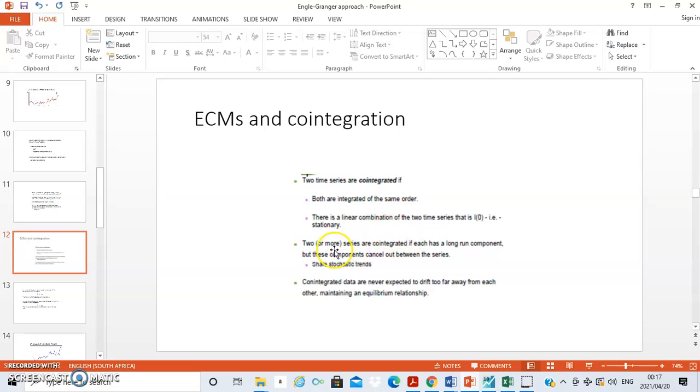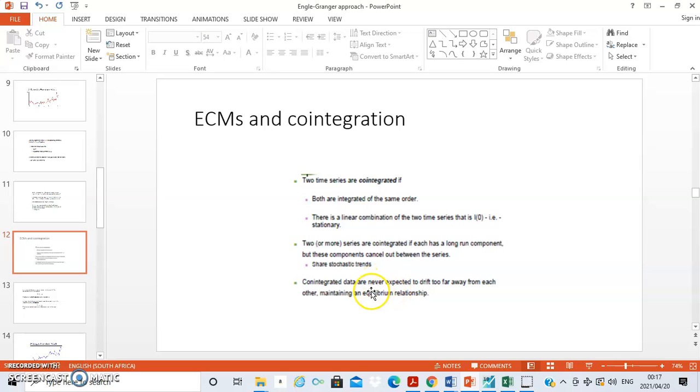and if there is such, then we can say two or more series are co-integrated if each has a long run component, but these components cancel out between the series. In other words, they share stochastic trends, and we are going to demonstrate that with the graph that we were talking about.